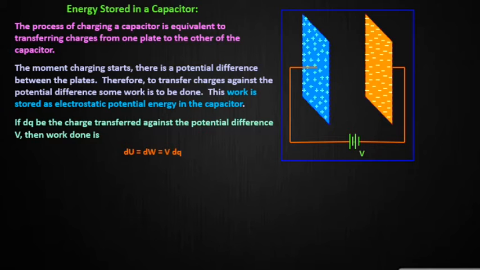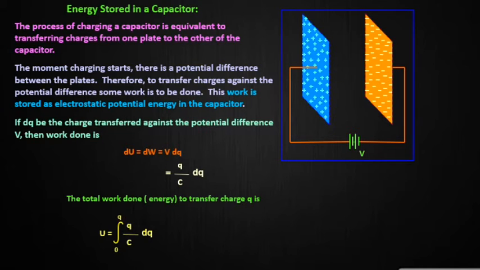By the definition of capacitance, we know that V is equal to Q by C. Therefore, dU is equal to Q by C dq. This is the amount of work done to transfer a small amount of charge dq from one plate to another plate. In order to charge the capacitor fully, the work done to transfer the total charge Q, which is the energy stored in the capacitor, is given by U is equal to the integral from 0 to Q of Q by C dq.